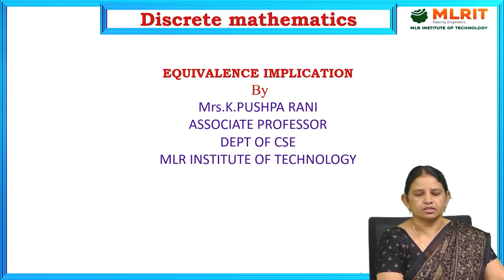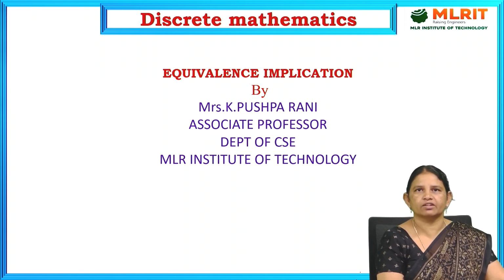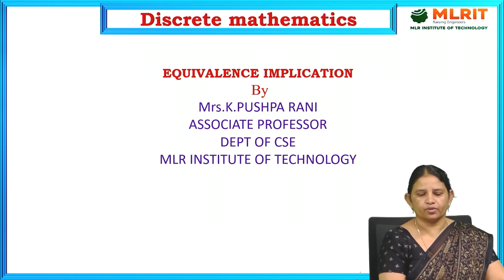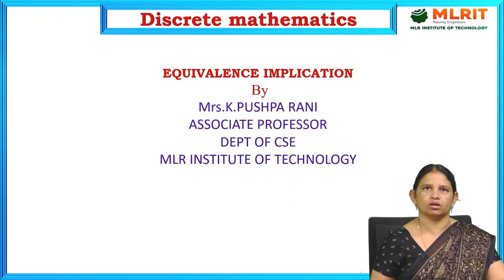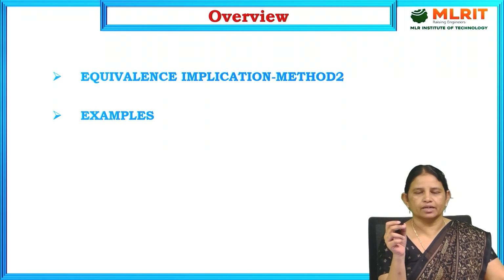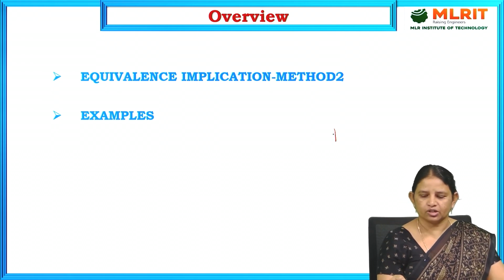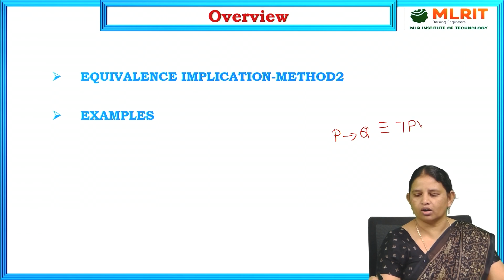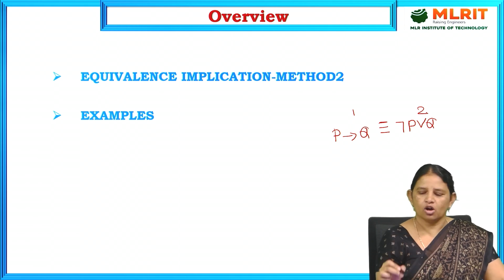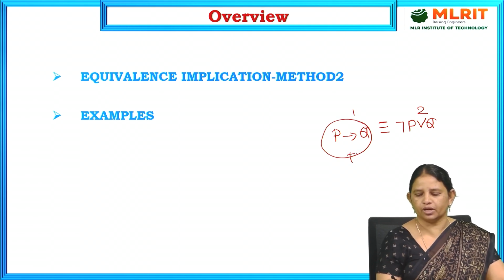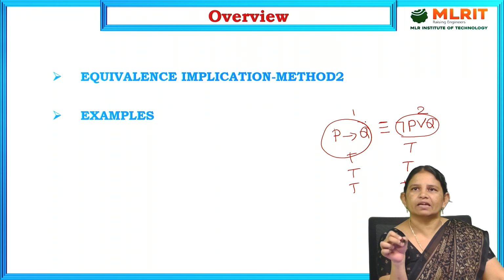Today I am going to discuss a topic in discrete mathematics, equivalence implication. There are two methods to find whether two propositions are equivalent or not. In the last class we already discussed equivalence implication. Consider two propositions, for example, P implies Q, that is equivalent to negation P or Q. These two propositions are said to be equivalent. Whatever truth values are present in P implies Q, the same truth values are present in negation P or Q. Then the two propositions are said to be equivalent propositions.